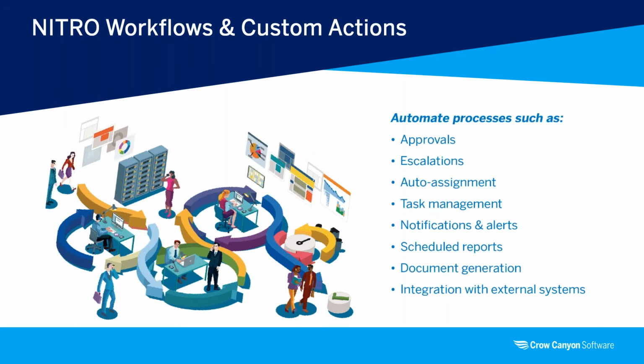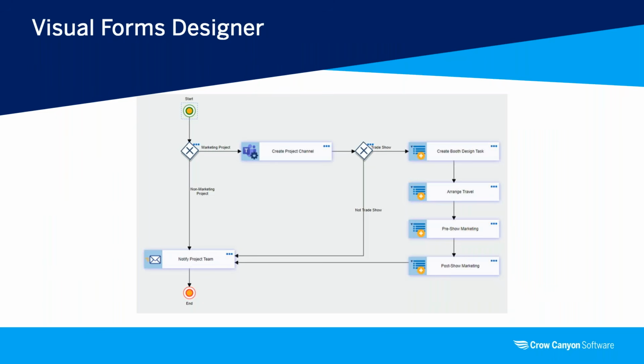We have workflows and custom actions. These are buttons or things that run automatically for approvals, escalations, auto assignment, and all the other things that go into automating a process, right? We have a visual form. No, this should say visual workflow designer. It's not the forms designer, it's the visual workflow designer.